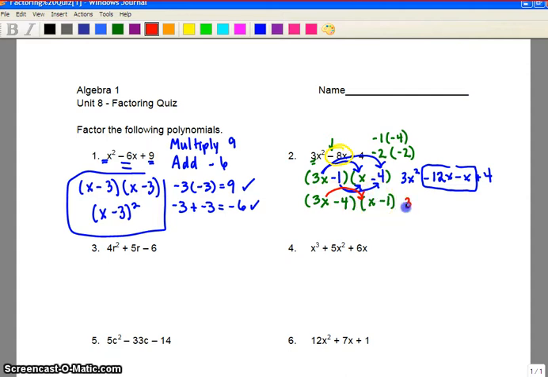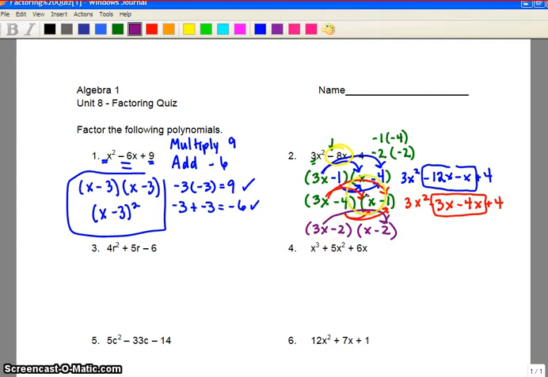I'm going to distribute those out and see if that works. 3x times x is a 3x squared. 3x times a negative 1 is a negative 3x. Negative 4 times an x is a negative 4x. And negative 4 times a negative 1 is a positive 4. Checking that middle term again, negative 3x minus a 4x gives me a negative 7x. That's not what I want. I need it to be a negative 8x. I know that doesn't work. Let's go on to my 2's. I'm going to try a 3x minus 2 times an x minus 2. Let's see if that one works.